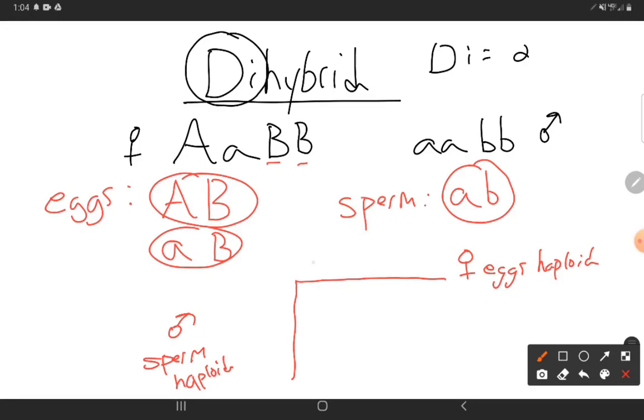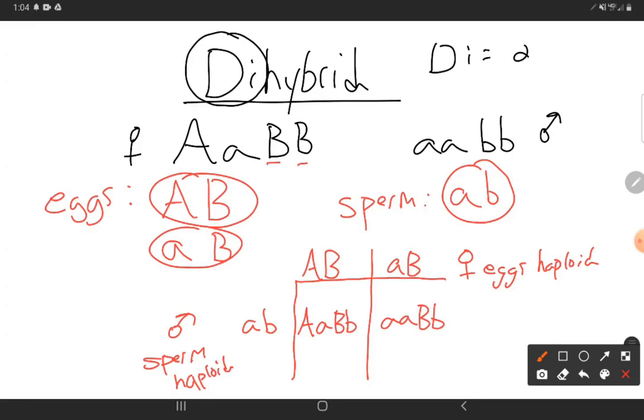So let's start with the mother's eggs. And now we will put the father's sperm. We then combine those. And these are the possible genotypes that could result in their children.